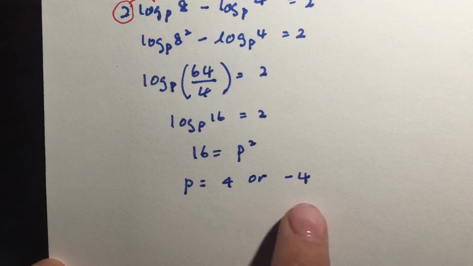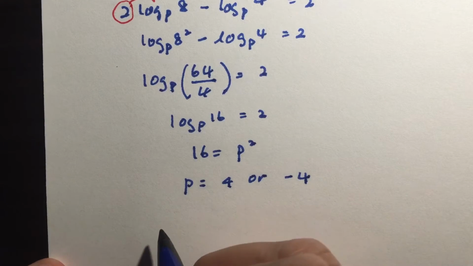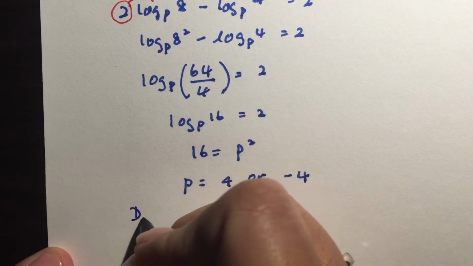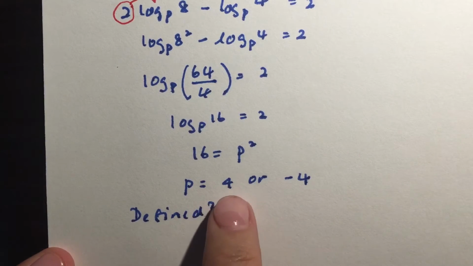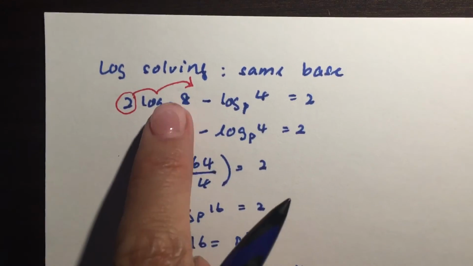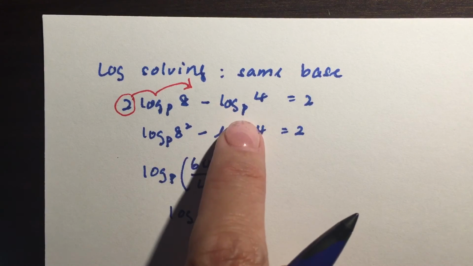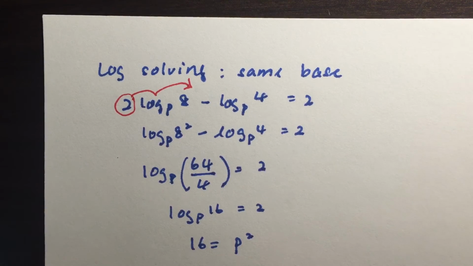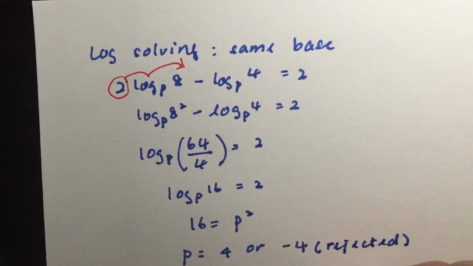Now, when you actually have this, for log especially, you have to check whether it's valid, alright? Is it defined? How do you check? Now, p can be either 4 or negative 4. Now, let's look at this one here. P is actually the base, right? The base of the log. So, in this case here, in order for it to be defined, I cannot have the negative 4. So, this one here will be rejected. So, therefore, the only one that is valid is p equals to 4.